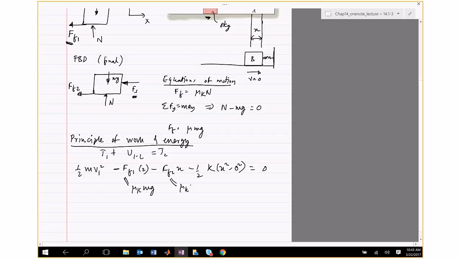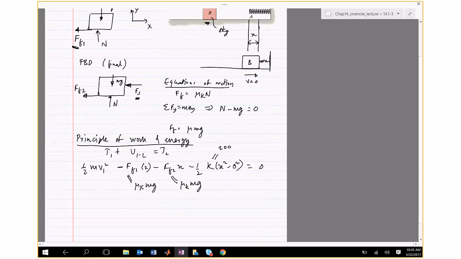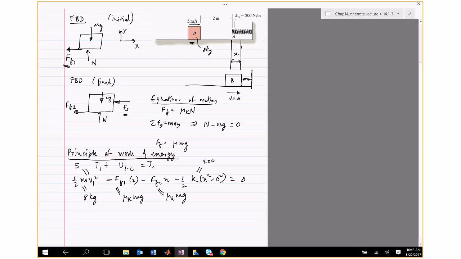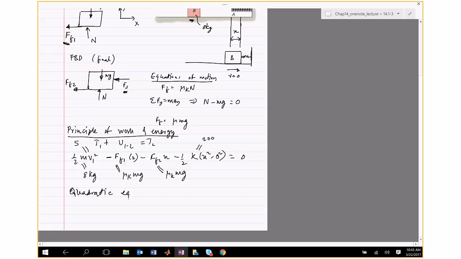K is known, I believe. K is 200. The mass is 8 kg. And V1 is 5. So everything in this equation except x is known. So what you end up getting is a quadratic equation. You see there's an x square and there's an x. So you get a quadratic equation in x, and once you solve it, you'll get two roots.